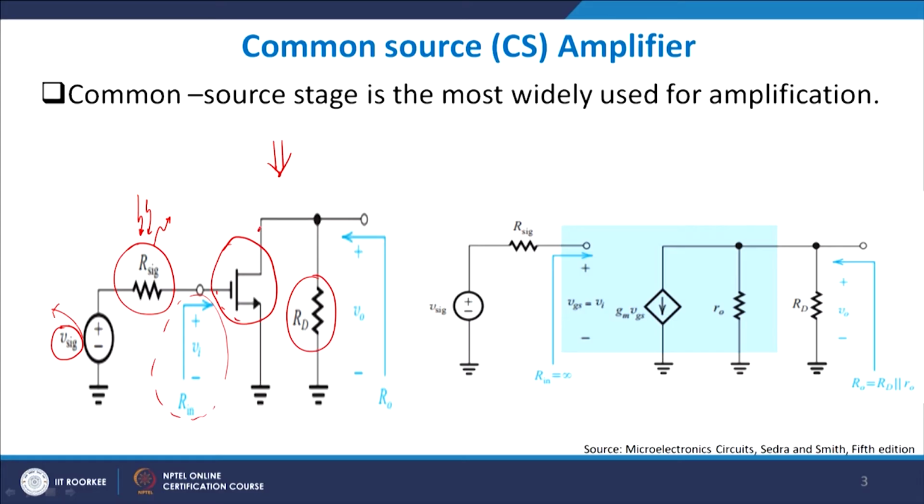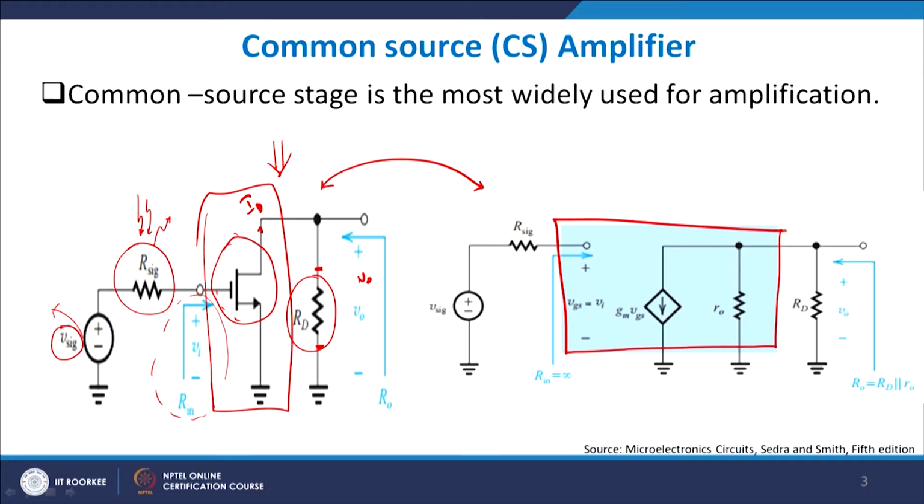That will generate a current ID. That current ID multiplied by this RD is basically the voltage drop V0 which you get, and therefore that will be the output voltage which you see. With this knowledge we have gained till now, let me do a one-to-one matching between the actual circuit and the equivalent circuit model. So, what I do is replace this MOS device here by its equivalent circuit, which you see is this one.